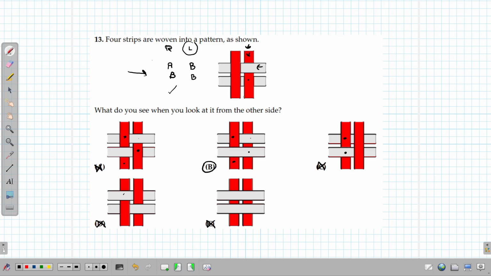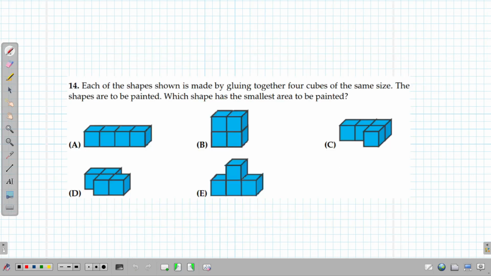Now we're going on to question number 14. Each of the shapes shown is made by gluing together 4 cubes of the same size. The shapes are to be painted. Which shape has the smallest area to be painted? Okay guys, so I would urge you guys to pause this video now and give it a try.